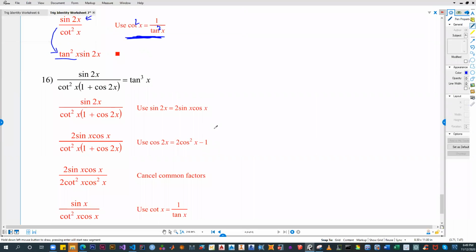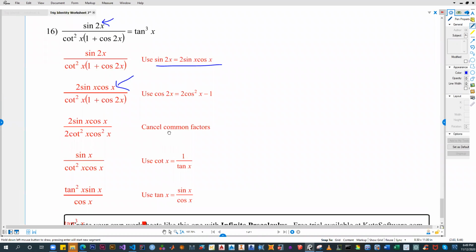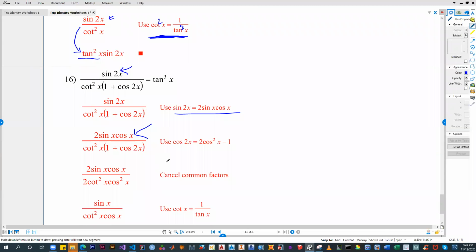All right, this one. So sine 2x over cotangent squared x times 1 plus cosine 2x equals tan cubed x. An obvious one is this. You already know it. This is your double angle for sine 2x. So replace that here. And then let's look at the denominator. The cosine 2x, you also have that. That's your second double angle.